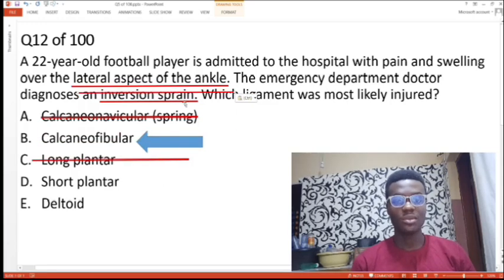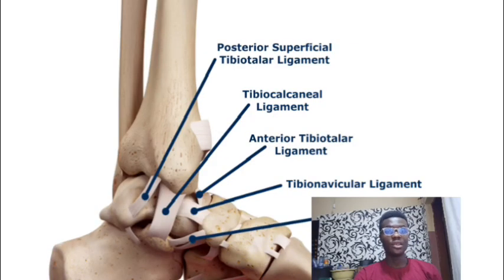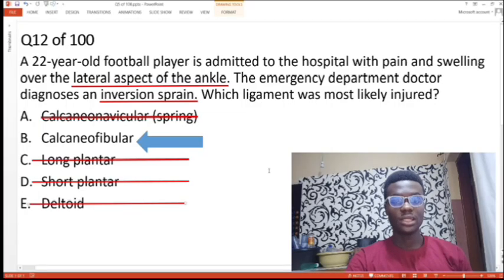Same with the short plantar ligament. It also extends from the calcaneus to the cuboid, but it lies deep to the long plantar ligament. All right. It also helps in maintaining the longitudinal arch of the foot, basically. The deltoid ligament is also wrong. The deltoid ligament is made up of four ligaments: the anterior tibiotalar ligament, the posterior tibiotalar ligament, the tibionavicular ligament, and the tibiocalcaneal ligament. And they help in maintaining the joint capsule of the ankle joint.